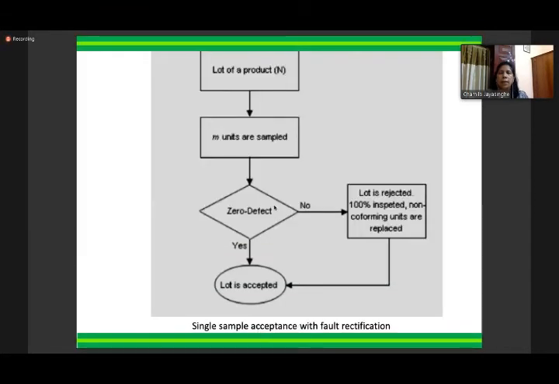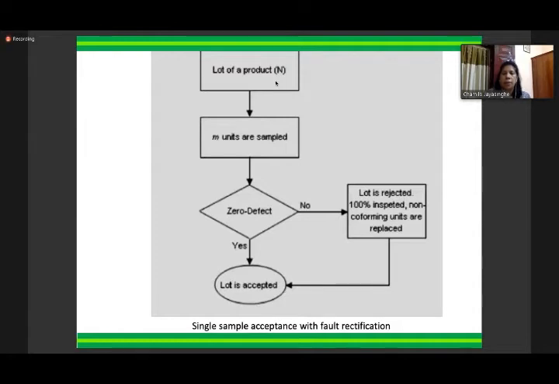Then we can explain it very easily in that way. Single sample acceptance with fault rectification. A lot of a product is, let's say, capital N, and M units are sampled, right? Out of the lot of product N, the number of products is N. Out of that, we take M units as the sample.